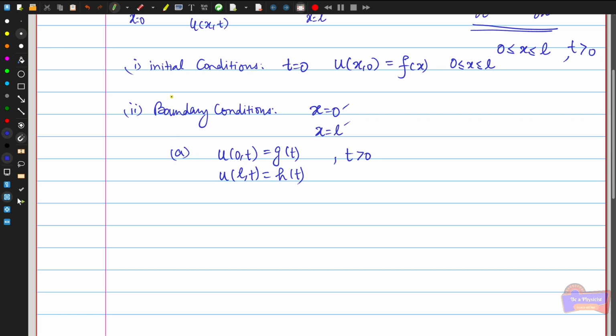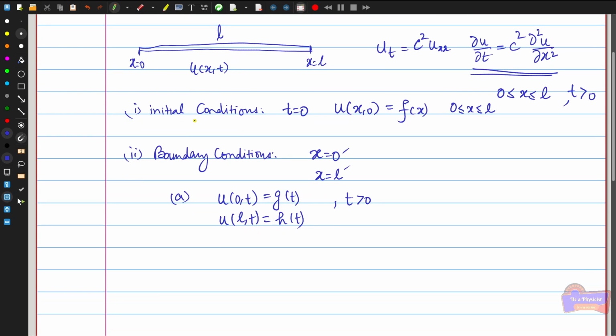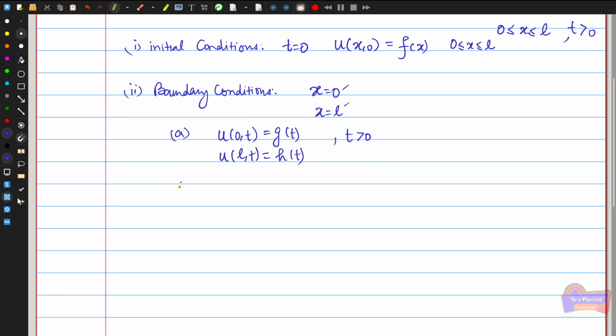In some cases, if one of the ends is insulated, then we have different boundary conditions. So the second type of boundary condition is, let's say x equal to 0 is an insulated point, then dou u by dou x is equal to 0 at x equal to 0 for all time.